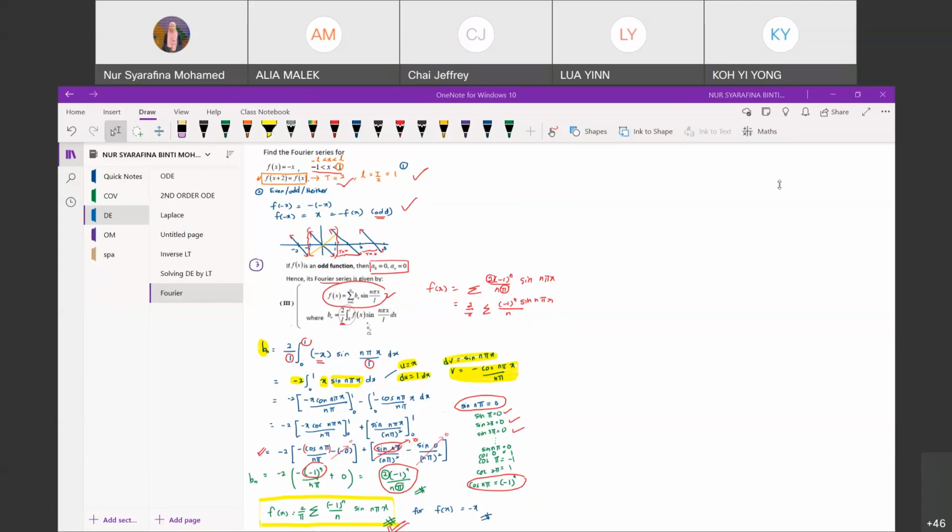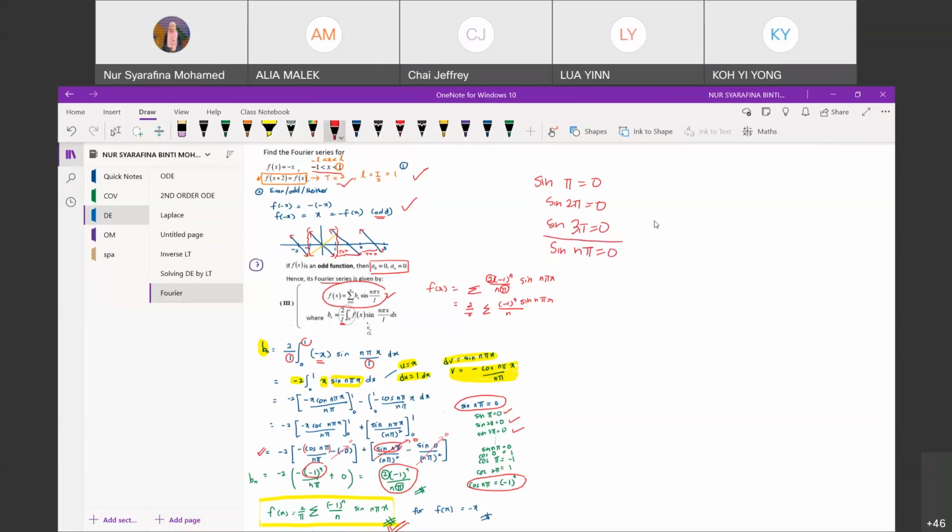Where to know sine n pi equals 0? You have to know it on your own. We can just simplify. You know that sine pi is 0. Sine 2 pi is 0. Sine 3 pi is 0. So from this, you can conclude that sine n pi equals 0.